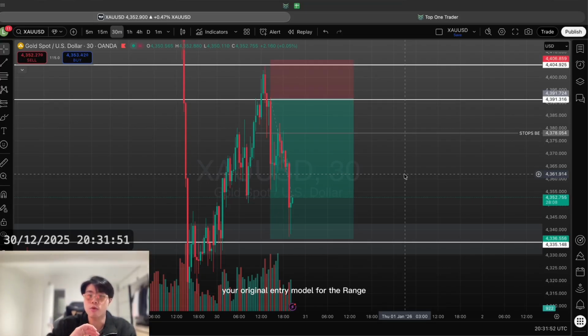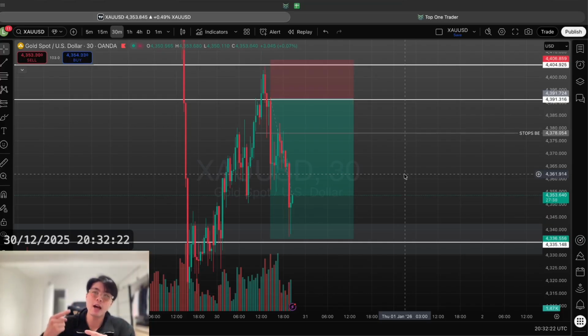Your original entry model for the range 2 would have worked, your re-entry model would have worked, and it's again piecing the puzzles together. Every single session I'm telling myself this because it is really piecing the puzzles together. Throughout my years of trading, my 2 years coming to 3 years of trading, or sorry, starting my 3rd year of trading, I am now seeing how much time I've been wasting because I've gone from this strategy, then it doesn't work, then I start again. And then I'm trying to piece together a new strategy, doesn't work, start again.